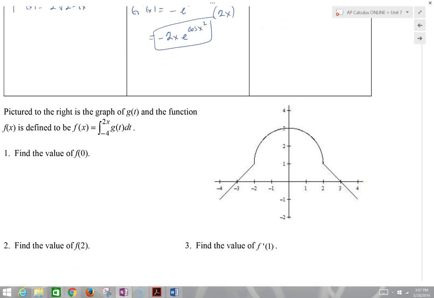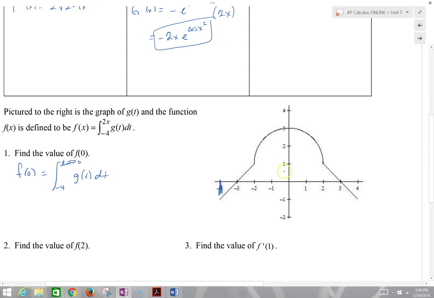Alright, the picture to the right is the graph of g of t, and the function f of x is defined to be the integral from negative 4 to 2x of g of t dt. First thing, find the value of f of 0. So f of 0 is going to be equal to the integral from negative 4 to 2 times 0, which is just 0, of g of t dt. So now we're talking about the area under the curve between negative 4 and 0.